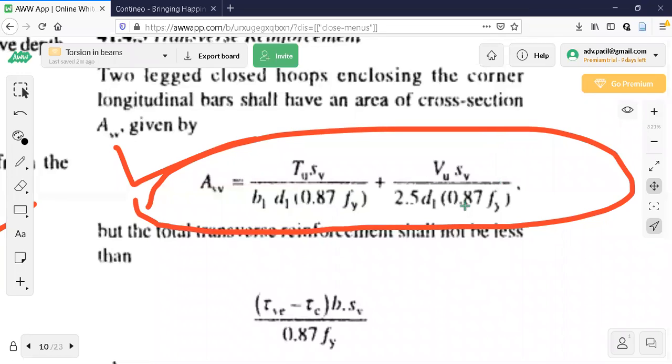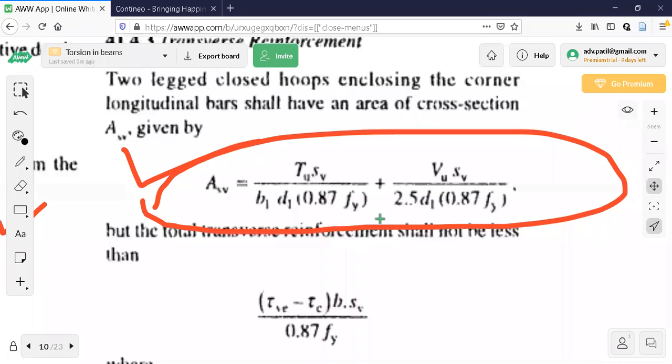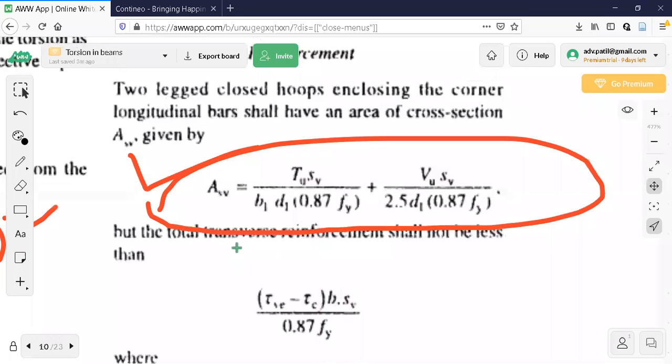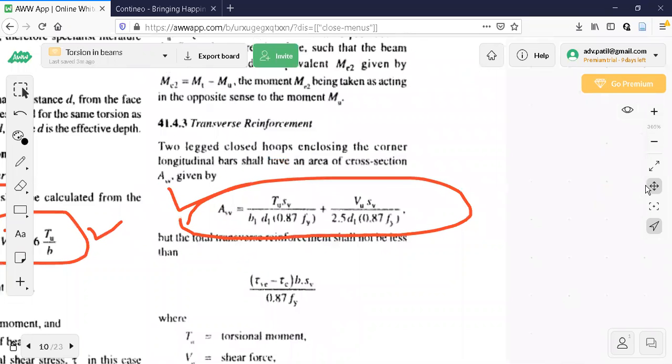So in the RHS part, everything you will be knowing except the SV value. SV is the center to center distance between the stirrups. So using this formula, I am going to find out the stirrup spacing, assuming a suitable diameter, that means 8 mm, usually 8 mm 2 leg. So this is what I'm going to make use of.